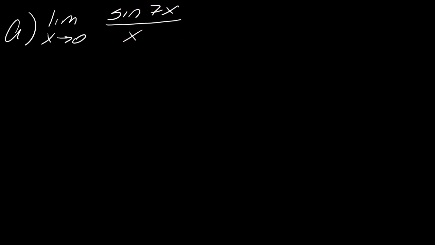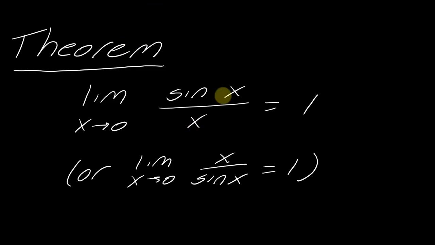So the problem is this does not look like my theorem, right? And why? It's because there's that 7. I've got that darn 7 right here. But here's the deal. I can use this as long as these two things are the same. It doesn't matter what's there. As long as this and this look the same, I'm good to go.